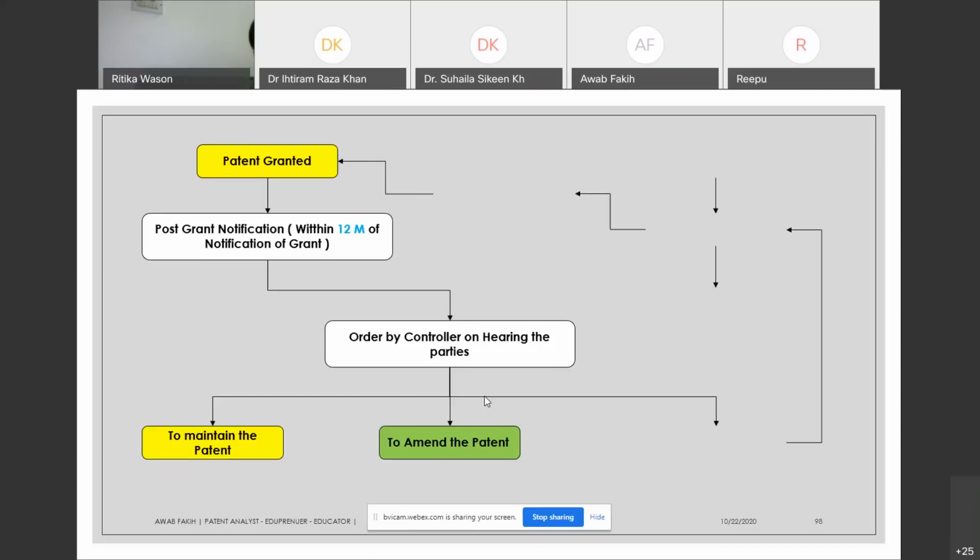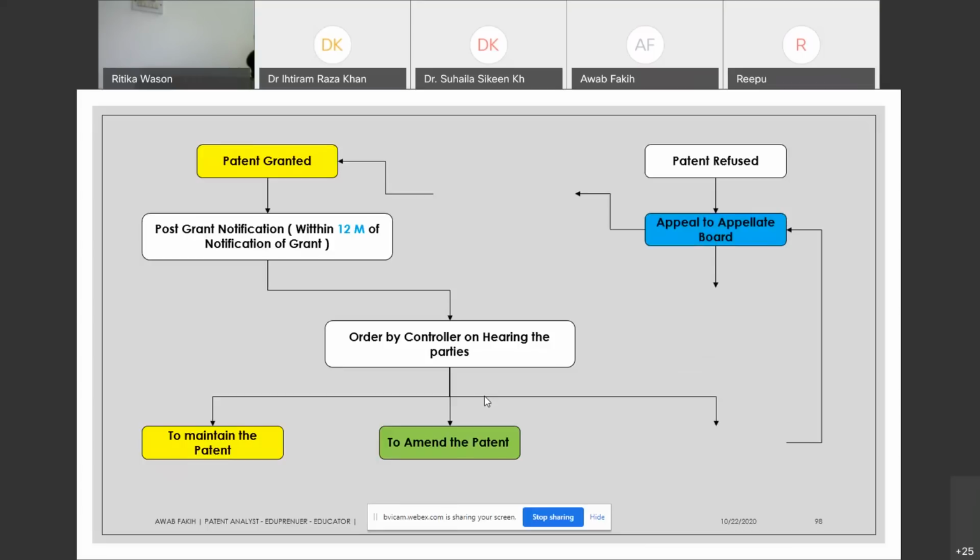Now, let's have a look. What if the answer is no? If the answer is no, that means the patent is refused. Still, you don't have to worry, because it works like how we deal with cases, right? We file a case in civil court, and if we lose, we go to high court, and then we go to Supreme Court. Similarly, it works over here. So you don't have to worry. Even if your patent is refused, you can appeal to the appellate board.